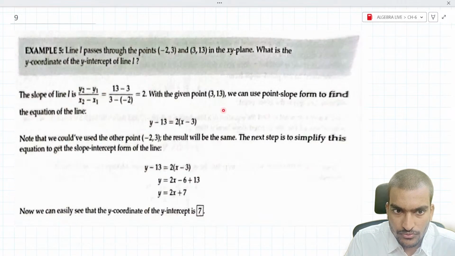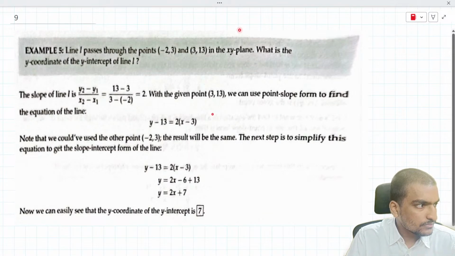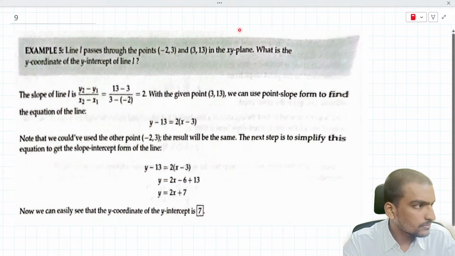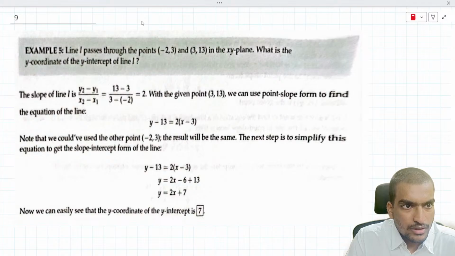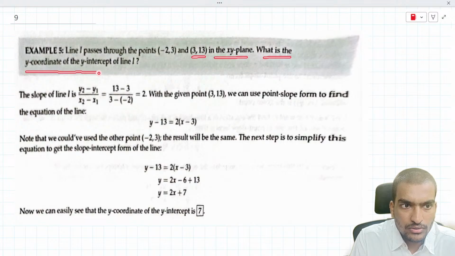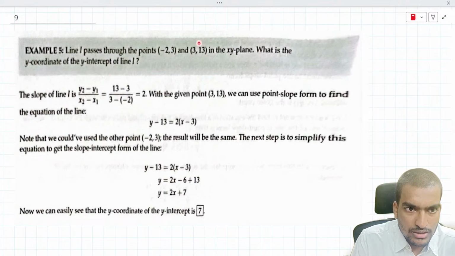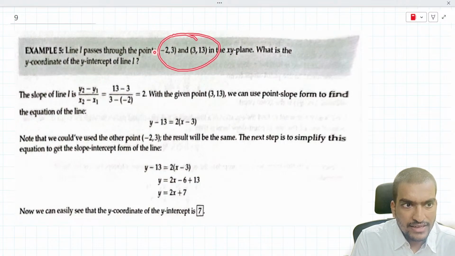Now let's go for the next one. Example 5. The line L passes through points -2, 3. What is the y coordinate of the y? So here they've given 2 points and they are asking what is the y intercept of the line.